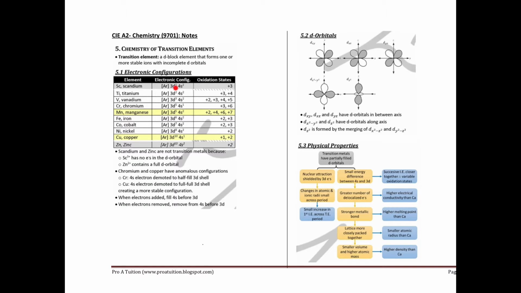For example, you can see here 3d1, 3d2, 3d3. So they are using d orbitals, and their d orbitals must be incomplete. That means they must have electrons, cannot be empty, cannot be full. So cannot be empty and cannot be full. That is what is meant by incomplete. So not empty and not full. That is incomplete d orbitals.